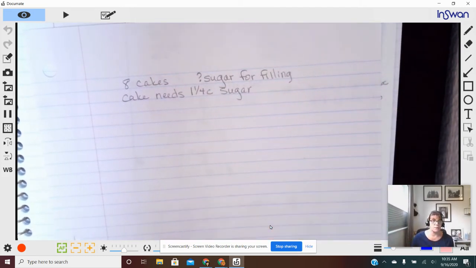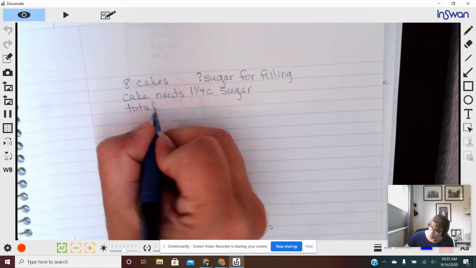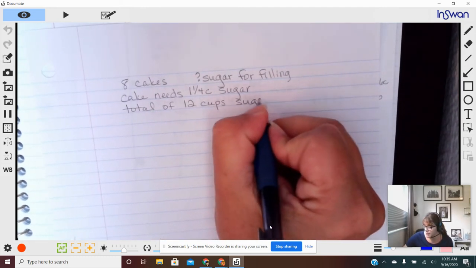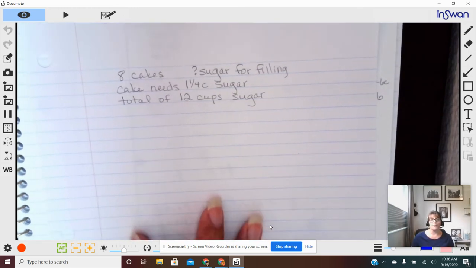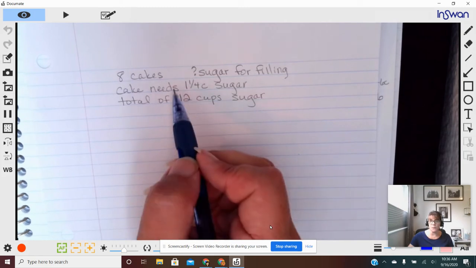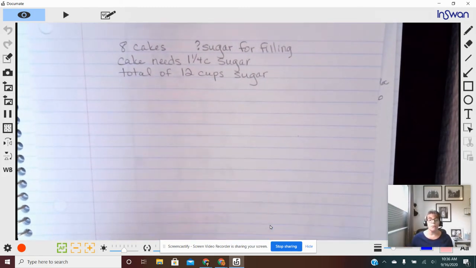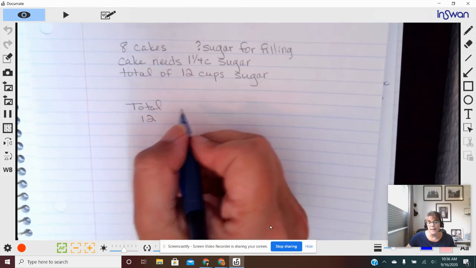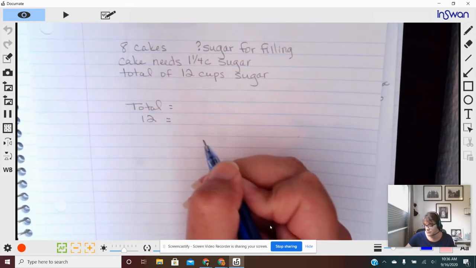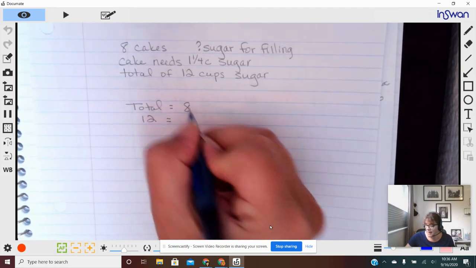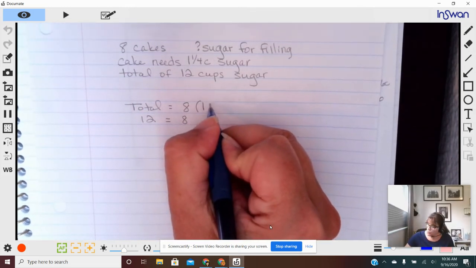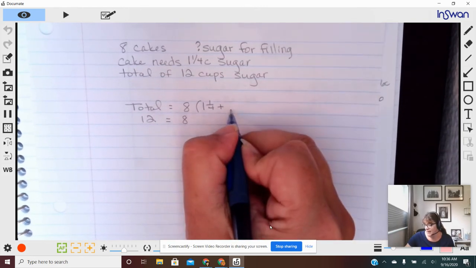But that's not the filling part. And he does know that he needs a total of 12 cups of sugar. So that's the dilemma this poor employee is facing. Well, let's think about it. We know we have a total of 12 cups of sugar. And that total is made up of 8 cakes. And the 8 cakes have 1 1/4 cup plus F for filling.